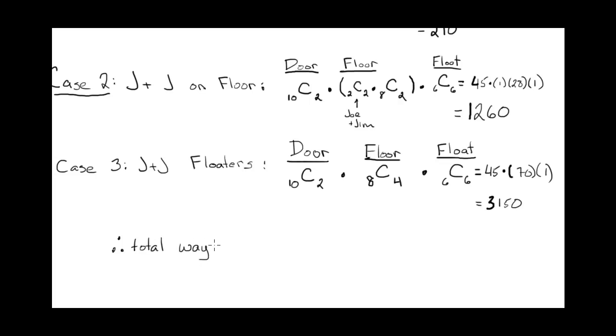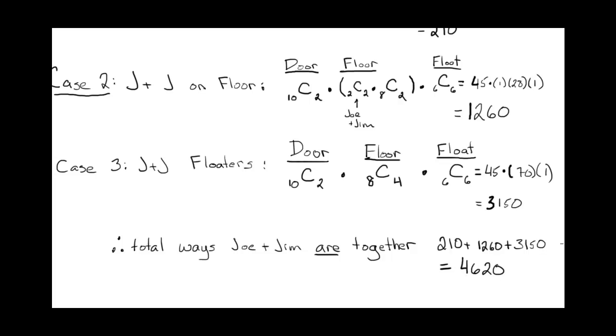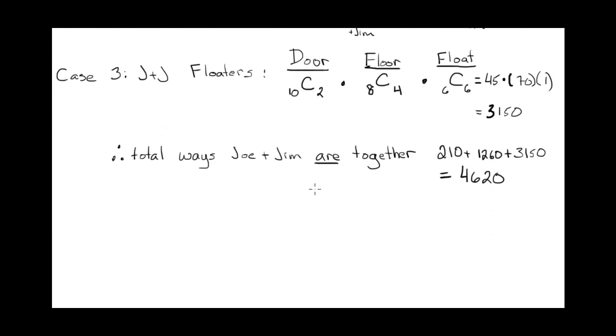Okay, so therefore the total ways Joe and Jim are together. So this is where we group them. We're just going to add up these 3 cases. So it's 210 plus 1,260 plus 3,150. So that's 4,620. So this is the total ways they are together.